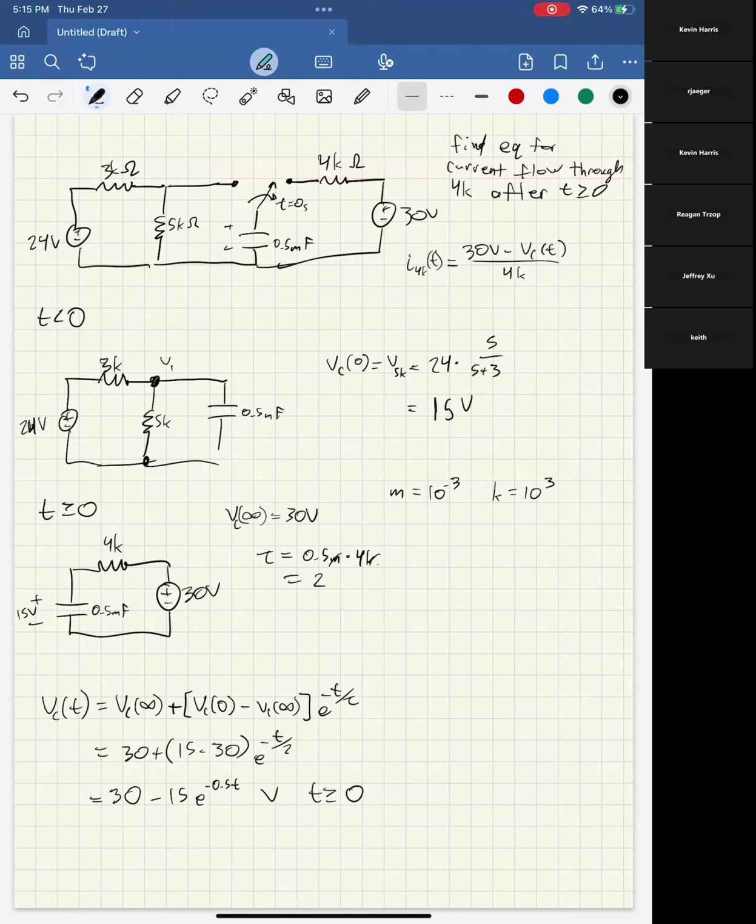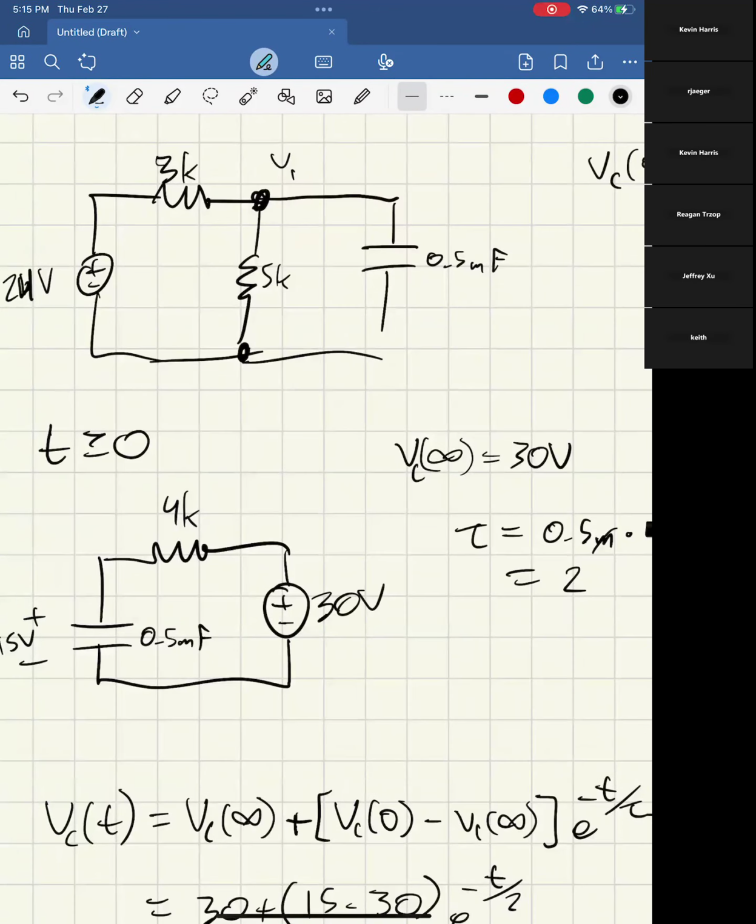And then we want to say, okay, what is the current through that 4 kilo ohm resistor? And as we found that the voltage on this capacitor is going to be lower than the voltage source, that means that current will be flowing this way, right? Because the voltage source is going to charge it up.